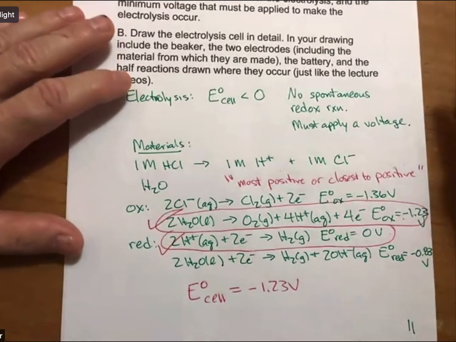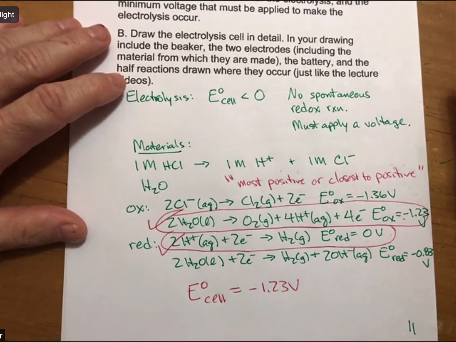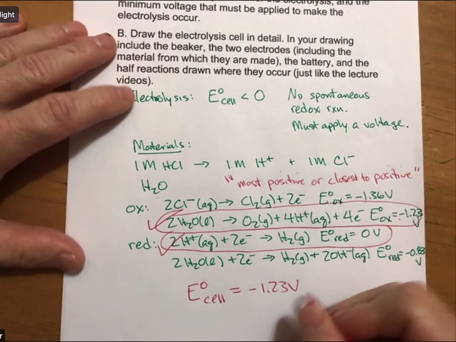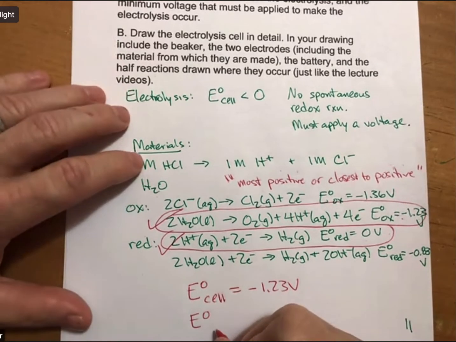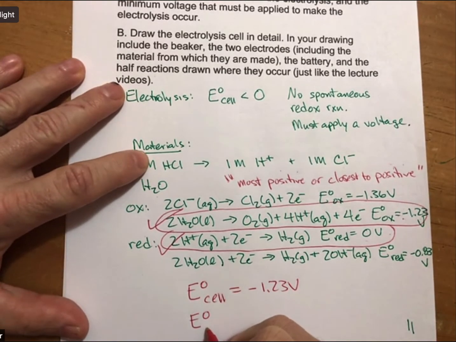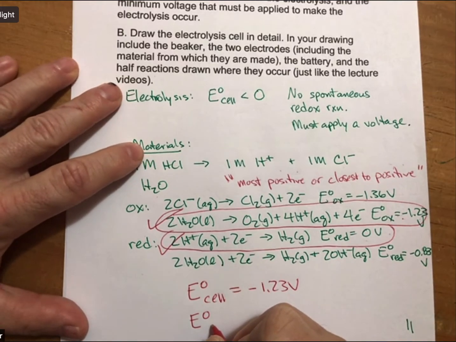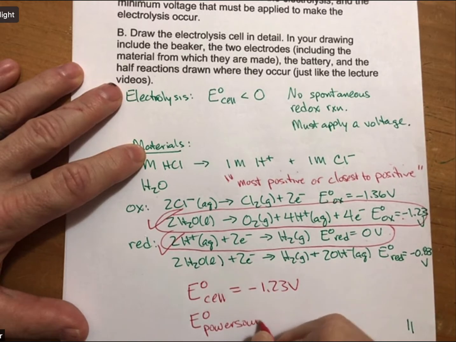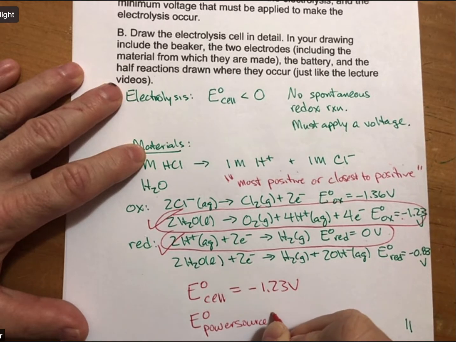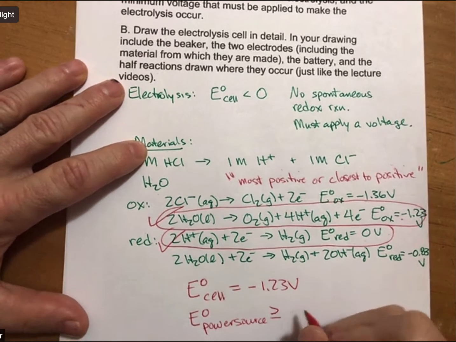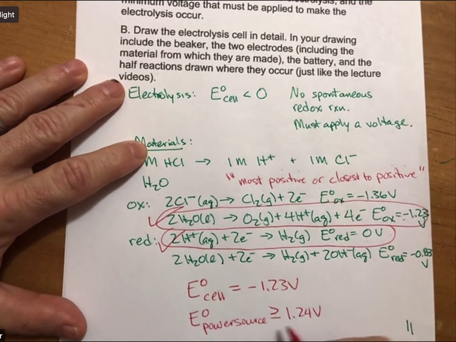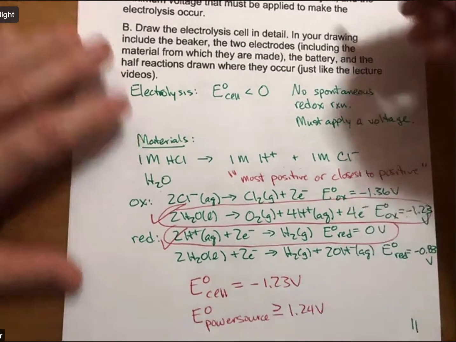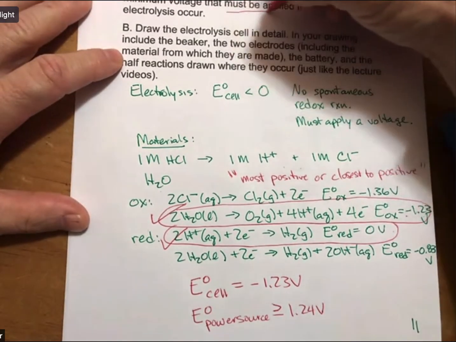This time we get minus 1.23 volts. And then the minimum voltage that must be applied. So how am I going to designate this? Usually I designate this as E sub power source has to be greater than or equal to 1.24 volts. So that's going to be the voltage that must be applied.